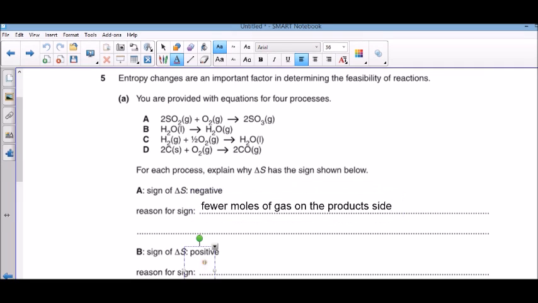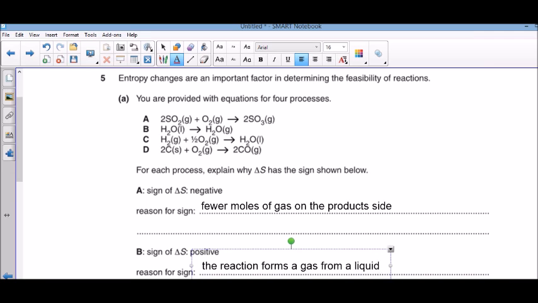And then we're going to explain the same thing for B. And in B it says the sign is positive, and we can see that the reaction forms a gas from a liquid.